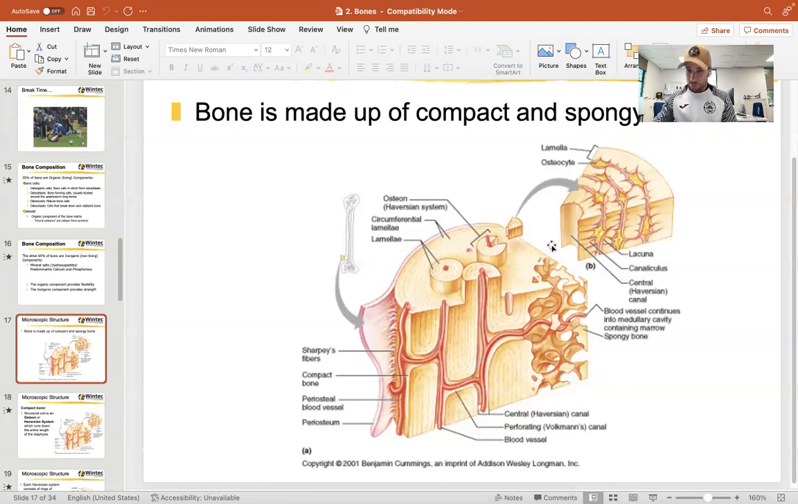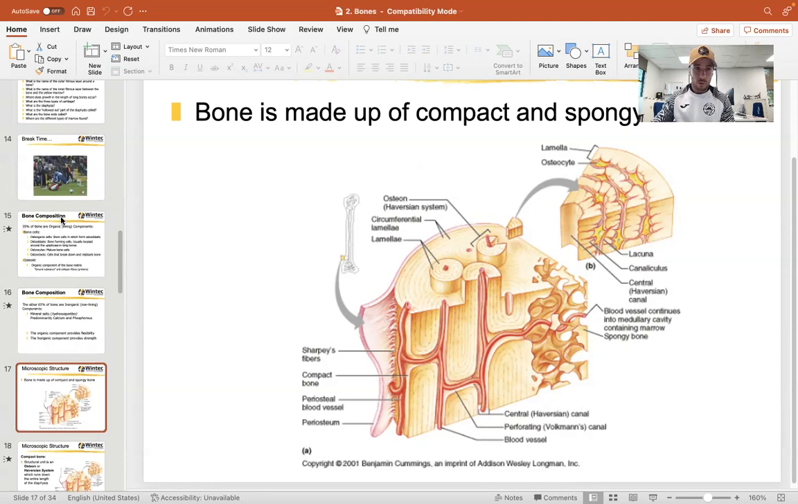Okay, and through each of the lamella, what you also have is these canaliculi, which are little vessels, little canals to help the blood run between the osteocytes.